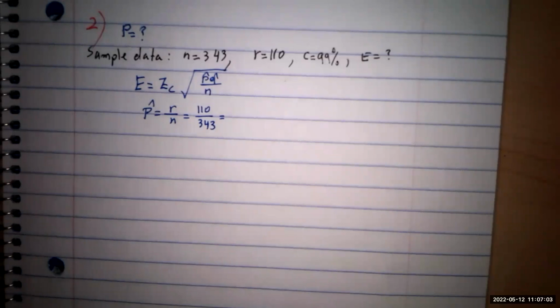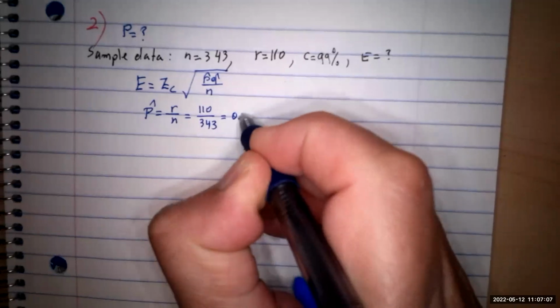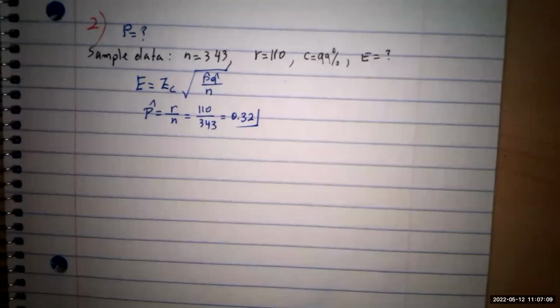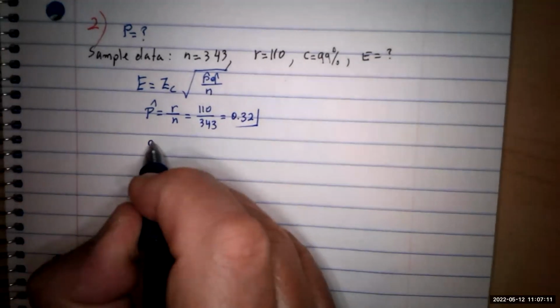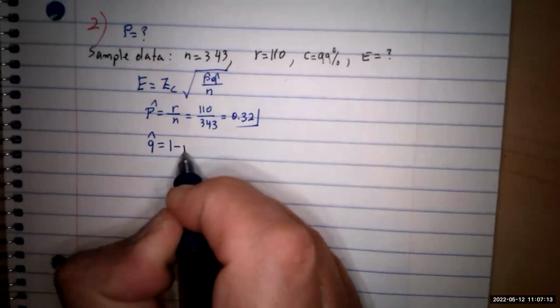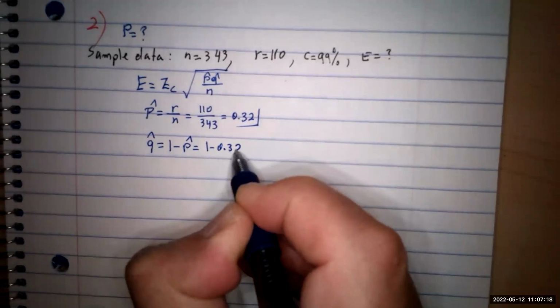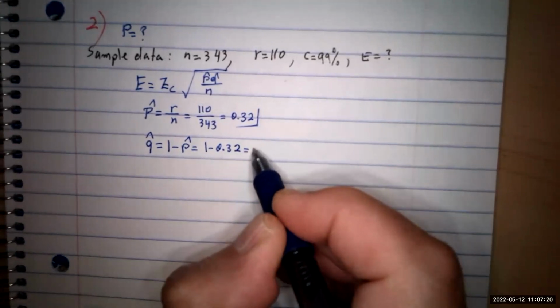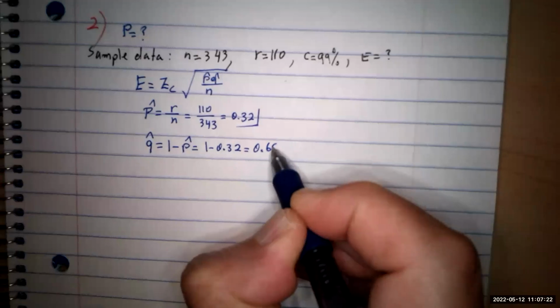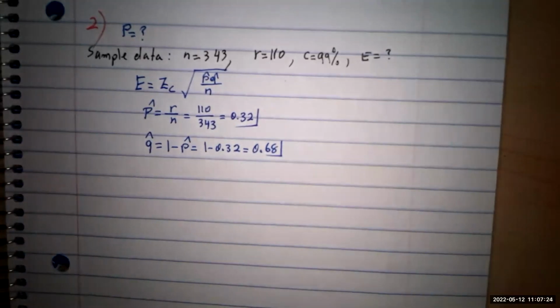Okay, the one that I have is 0.32. Let's check it. It's a 0.32 for the P hat. Then we have to find the Q hat. So the Q hat is going to be 1 minus P hat. It's going to be 1 minus 0.32. Okay, so that gives us 0.68. So we have the P hat and the Q hat.